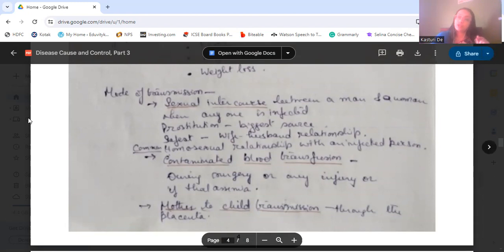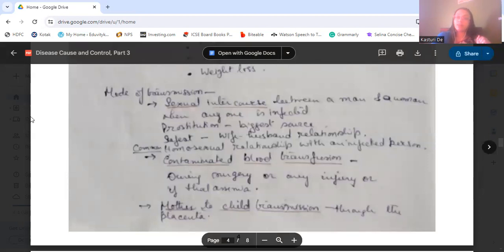Then prostitution: the company of prostitutes should be avoided. The safest relationships should be entertained. Then for contamination, proper blood screening should be done before transfusion.